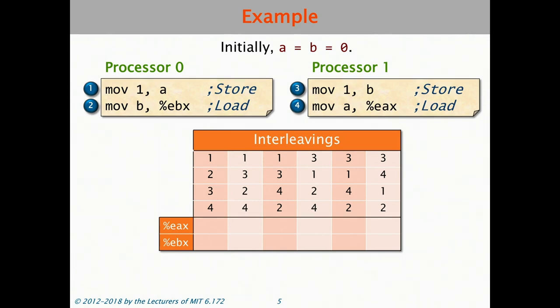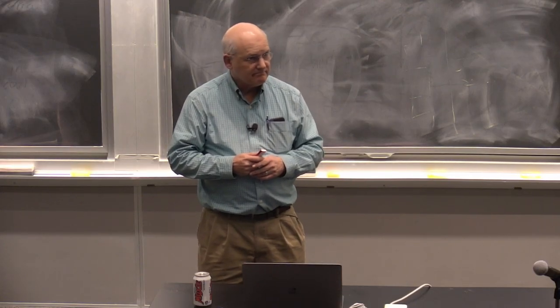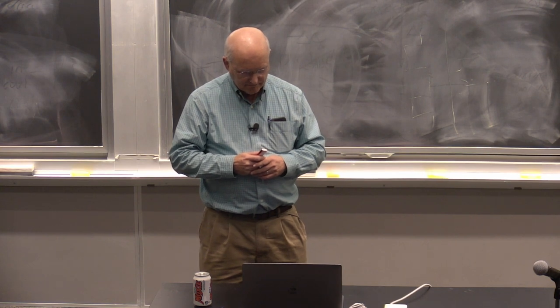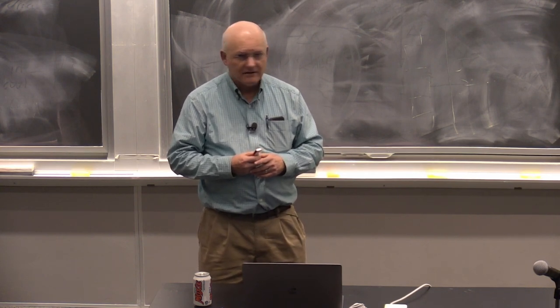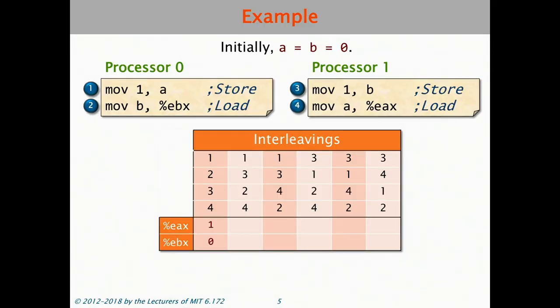So, if I execute in the first column, if that's the order, what's the value that I end up with for EAX and EBX? One and zero. Okay? So it basically moves a 1 into A, then it moves B into EBX. B is currently 0, so it's got a 0 in EBX. Then processor 1 moves 1 into B, and then it moves A into EAX, and A at that point has the value 1.